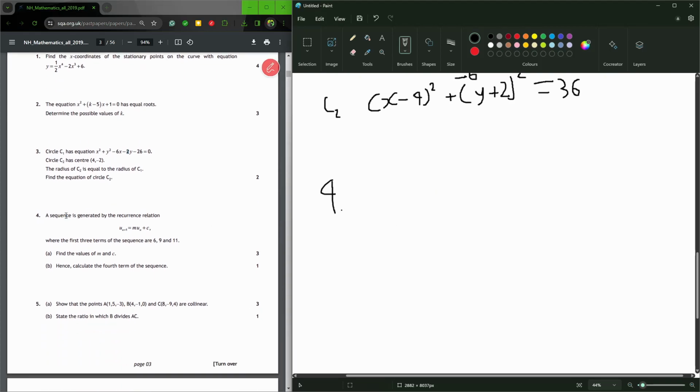A sequence is generated by the recurrence relation u(n+1) equals m u(n) plus c, where the first 3 terms of the sequence are 6, 9, and 11. Okay, well, what does this mean? So, u(n+1) is the next term in the sequence, and u(n) is the term you're currently working with. So, what I'll do here is make things simpler. I'm going to plug the numbers in. This will hopefully get you an idea what I'm on about, because I can go a bit insane sometimes.